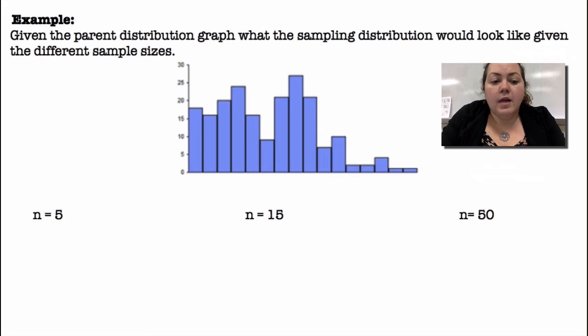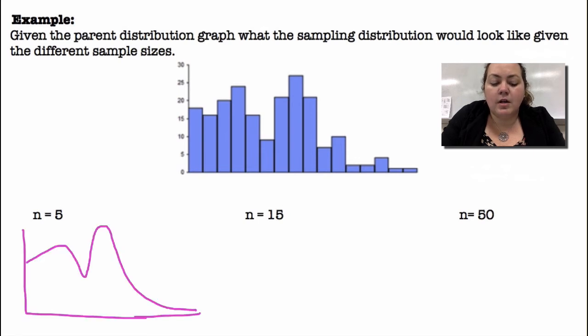All right, given the parent distribution graph, what is the sampling distribution? What would the sampling distribution look like given the different sample sizes? So I have n is 5, n is 15, and n is 50. I know that as my sample size increases, my distribution is going to look more and more normal. So the first one, when n is 5, it's still going to be kind of bimodal and kind of skewed to the right. But it does look a little bit more smoothed out for the sampling distribution than the staggered histogram.